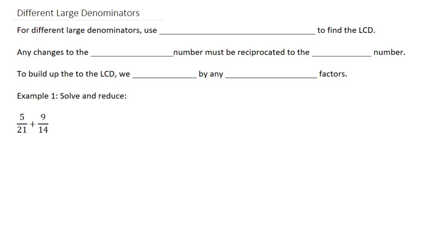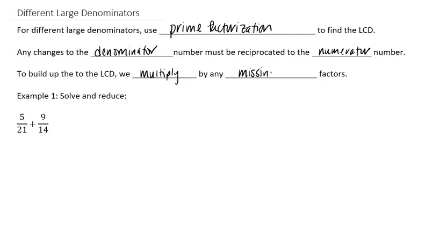Different large denominators. For different large denominators, we're going to use prime factorization to find the least common denominator. And any changes to the denominator must be reciprocated to the numerator. And then to build up to the least common denominator, we will multiply by any missing factors. So let's look at example 1.